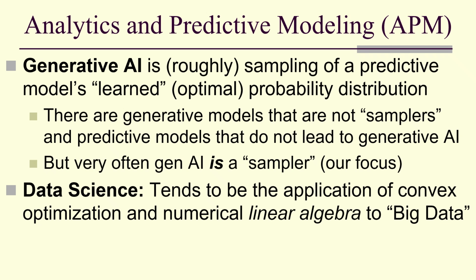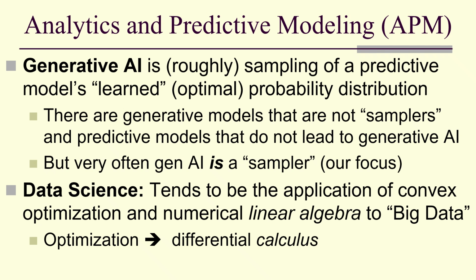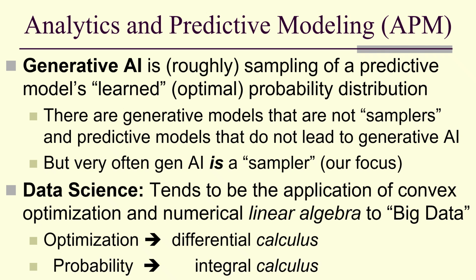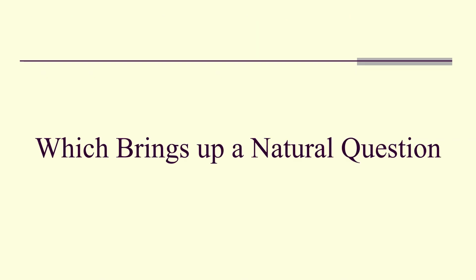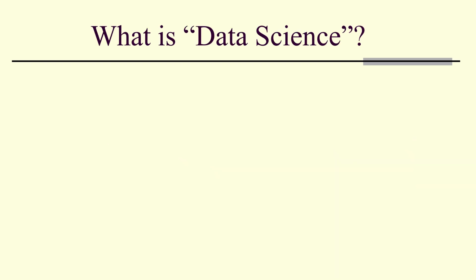Data science tends to be the application of convex optimization and numerical linear algebra to big data. Optimization means differential calculus. Probability means integral calculus. And these are the prerequisites for the course, calculus and linear algebra. Which brings up a natural question. What is data science? Well, let's ask an expert.